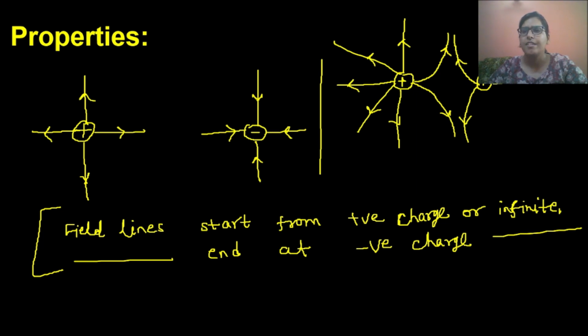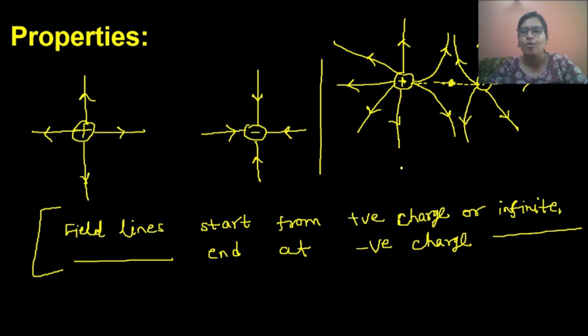And there will be a point where the net electric field will be 0, in between these two charges, at the midpoint of this distance. The electric field will be 0 there because there is no electric field line.